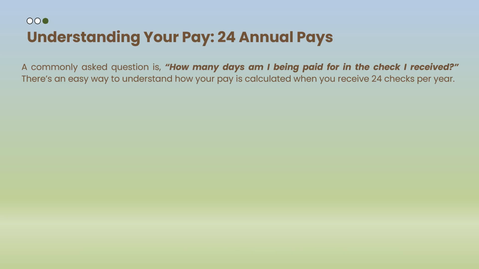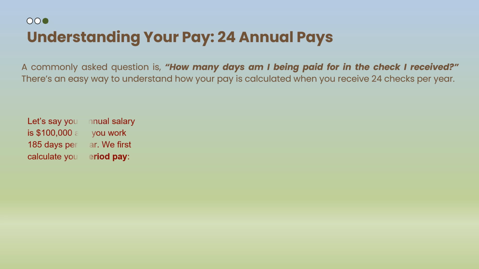A commonly asked question is, how many days am I being paid for in the check I received? There's an easy way to understand how your pay is calculated when you receive 24 checks per year. Let's say your annual salary is $100,000 and you work 185 days per year. We first calculate your period pay. Your period pay is $100,000 divided by 24 pays, or $4,166.67.